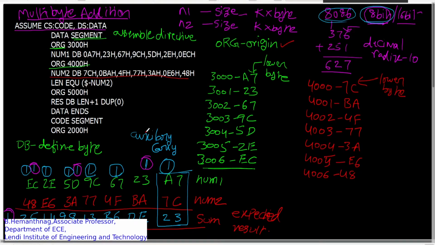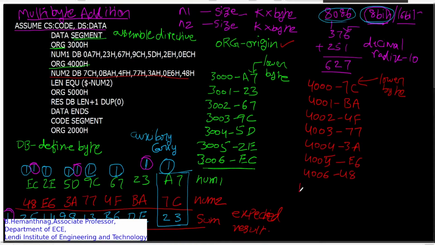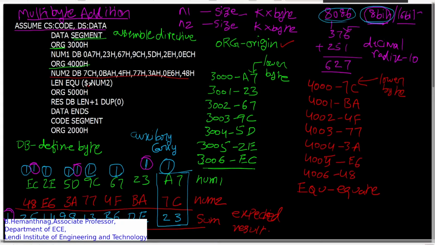So don't get confused. You have to treat them in a different way to actually make sense of the result. Now the next line, if you look at, len equ $ minus num2. What I'm doing is trying to find the number of bytes within each number that I have provided. This is done by the equate operation. EQU stands for equate. Dollar returns the following address that is currently being used. So if you look here, num2 ends at 4006. The following address will be 4007. This is what dollar stands for.